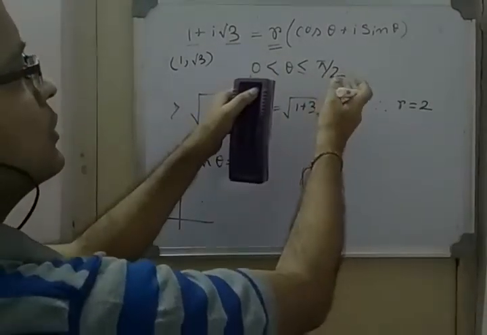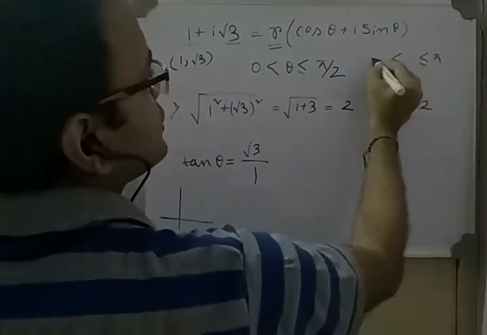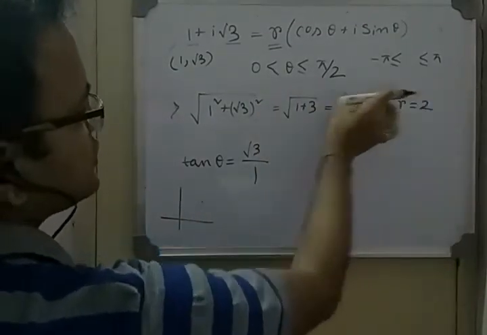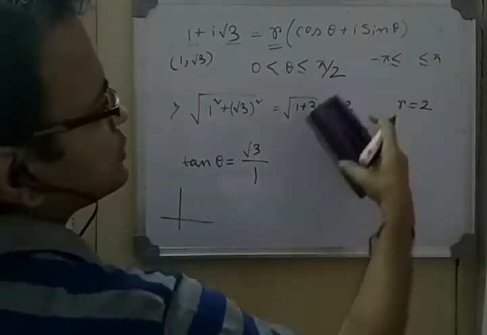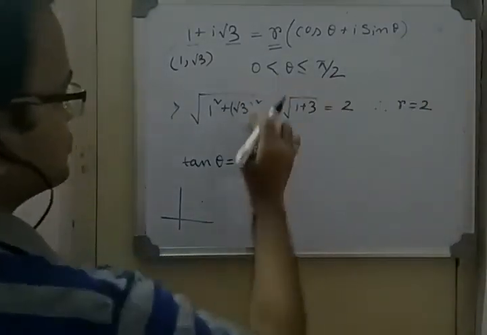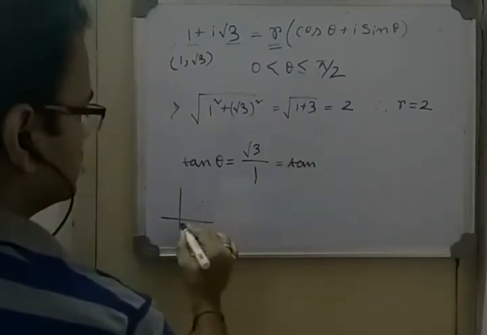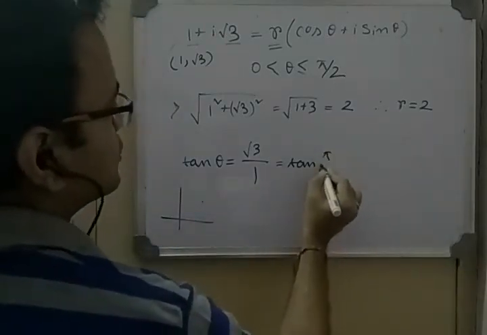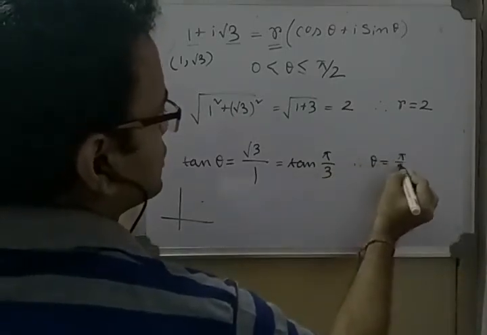The actual range was this, but when it is in the first quadrant, the range becomes a little bit more constricted, pi by 2 to 0. That is completely following this range, so no issue. Within 0 to pi by 2, we need to find theta. When the point is in the first quadrant, we can take a simple value like tan 60 degree, or pi by 3. So theta is pi by 3.